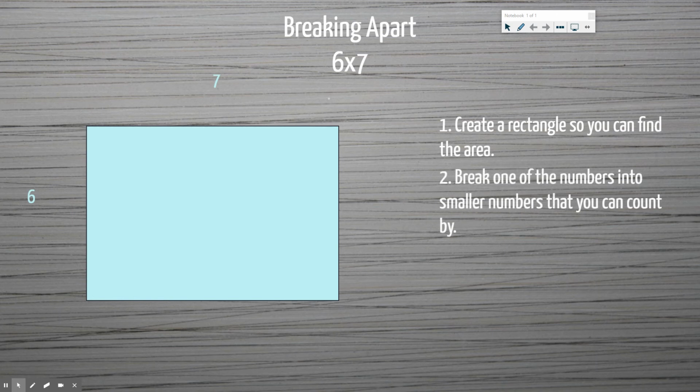Then I break one of the numbers into smaller numbers that you can count by. So I could break 6 into 1 and 5, 2 and 4, 3 and 3. I could break 7 into 1 and 6, 2 plus 5, 3 plus 4, and those would be the different ways I could do this. I want to pick numbers that I'm good at counting by, so I'm breaking my rectangle of 7, my side of 7, into 2 and 5. So I have a 2 by 6 rectangle and a 5 by 6 rectangle.